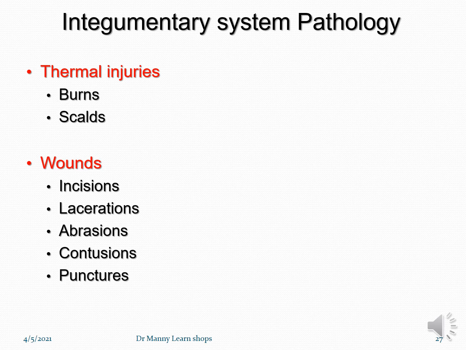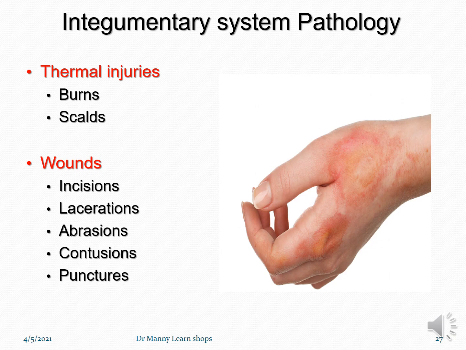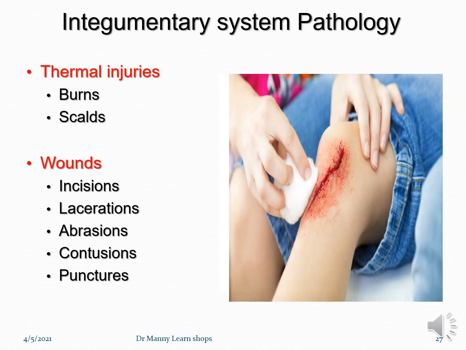What's some of the selected pathology that's related to the integumentary system? Well, you can have burns, thermal injuries, which can be severe or mild, as scalds. You can have burns of the 1st degree, 2nd degree, or 3rd degree. Then you can have wounds, and wounds consist of incisions, lacerations, abrasions, contusions, or punctures.